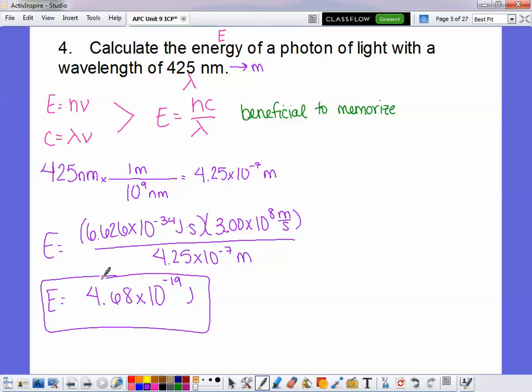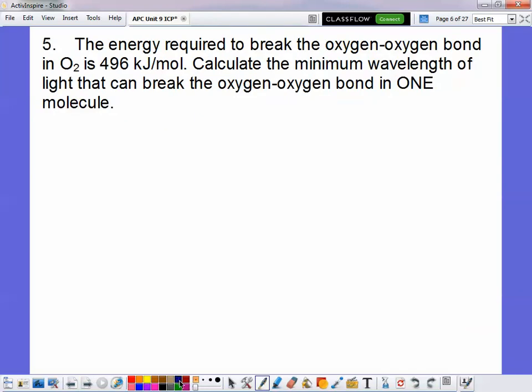One more problem that we're going to do today, and then I'm going to talk a little bit more about energy and frequency and wavelength and stuff, and then we'll be done. Okay? All right, the last problem for today, number 5. We're told that the energy required to break the oxygen-oxygen bond in O2 is 496 kilojoules per mole. And we want to calculate the minimum wavelength of light that can break that bond in one molecule.